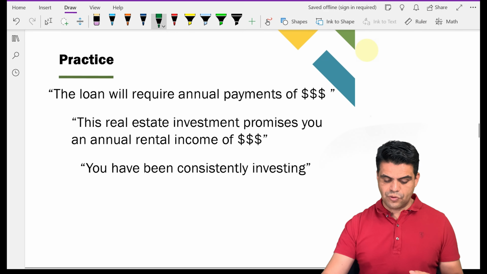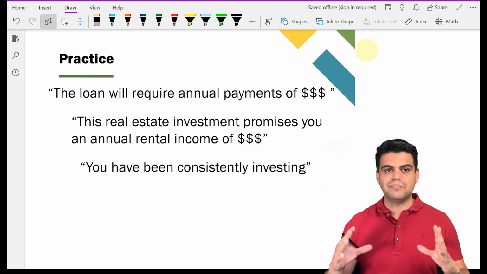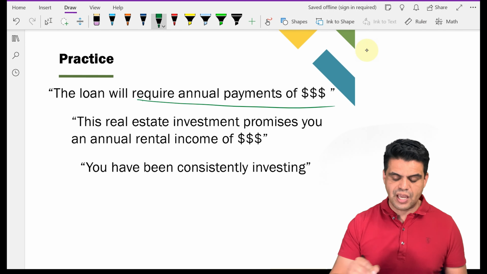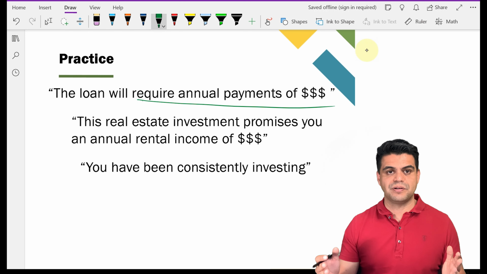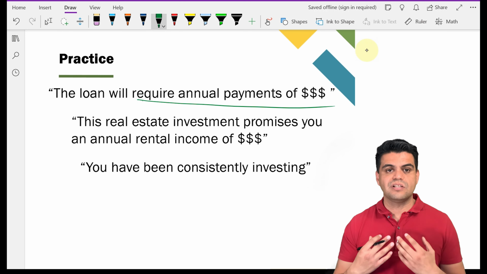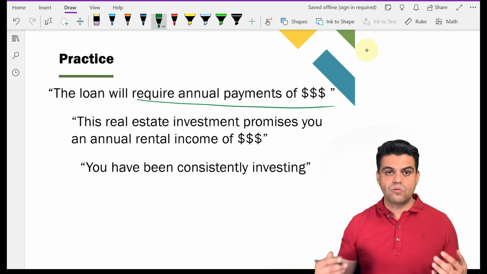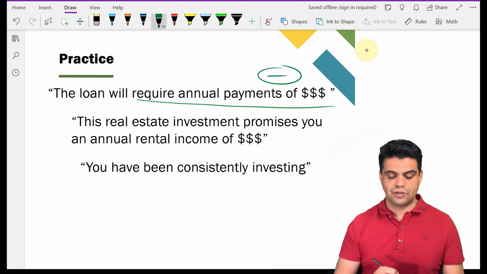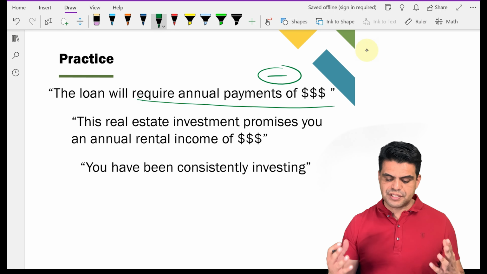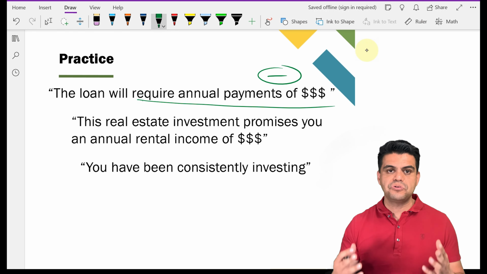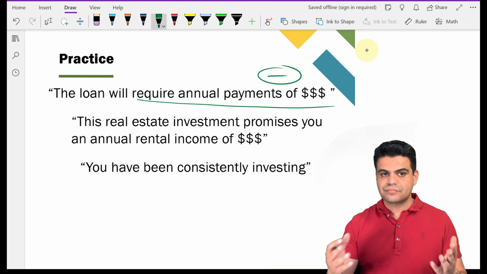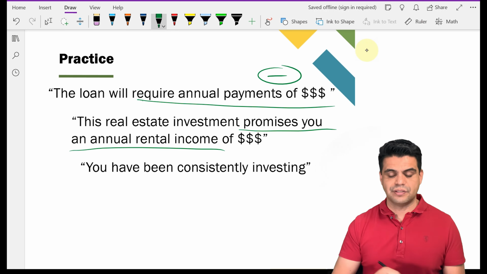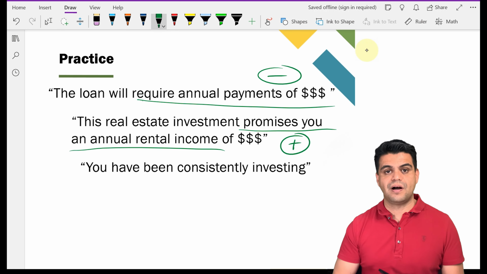Let's keep going. I have a few more. So a little bit more complicated. This loan will require annual payments of X amount of dollars, right? In this case, you need to look at it from your perspective. It'll require annual payments. That's going to be a negative, okay? Next one. This real estate investment promises you an annual rental income of X amount of dollars. Here's the key word. Promises you an annual rental income. That's going to be positive.